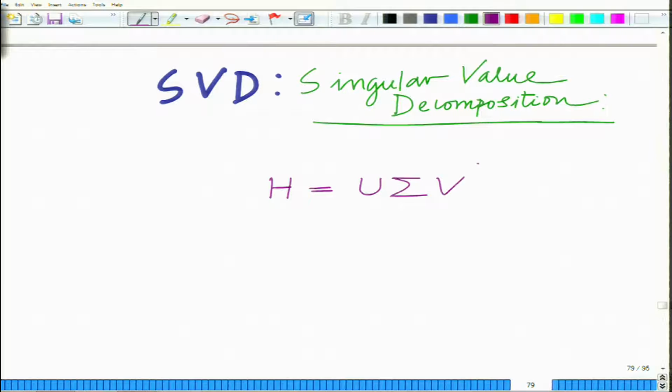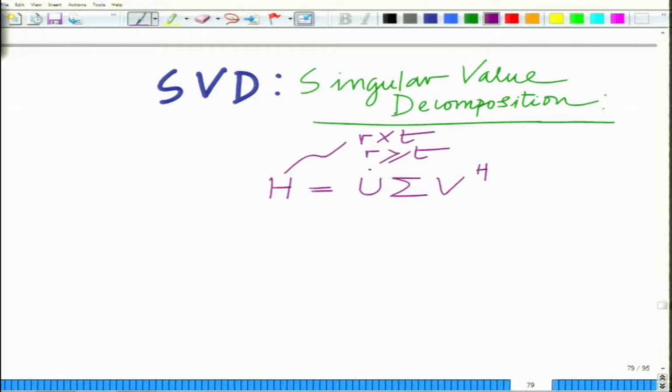Now, in a singular value decomposition, what we do is, given this channel matrix H, you decompose it as the product of 3 matrices, U sigma V Hermitian. Consider, for the sake of simplicity, this to be an R cross T matrix with R greater than or equal to T, although singular value decomposition itself is very general and can be applied to any general channel matrix. For simplicity, we are considering a scenario with R greater than or equal to T.